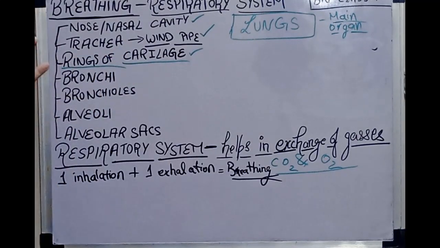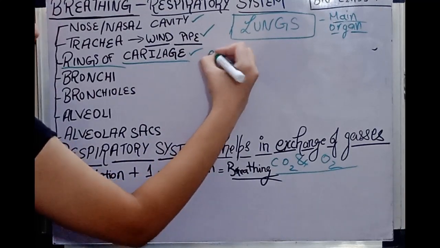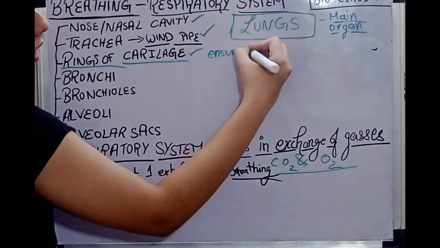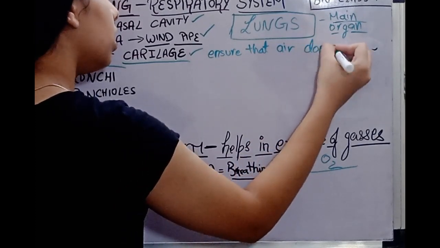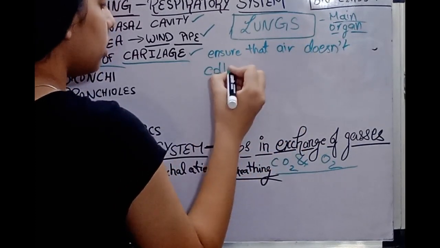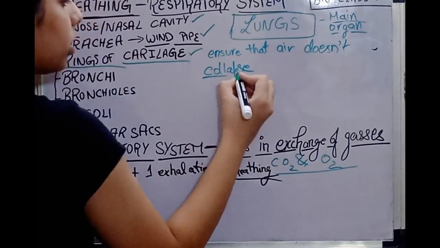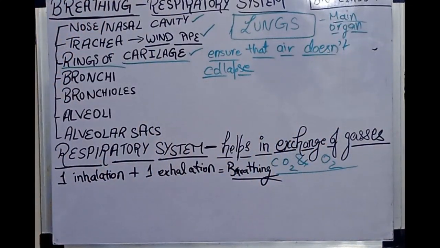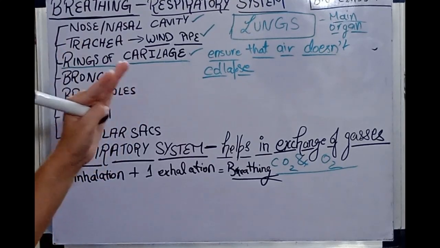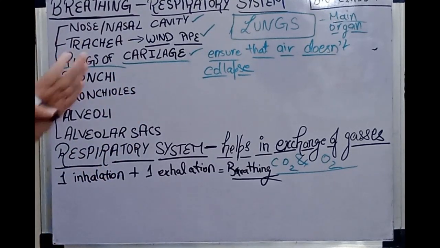So now these two things are interrelated. Trachea passes the air from the nasal cavity to the lungs. Now, this ring of cartilage ensures that the windpipe doesn't collapse. Now there is no need to go that deep into how it happens and what it does. Just remember, this much will come in the exam. What is the work of ring of cartilage? Ring of cartilage ensures that the air passage doesn't collapse.